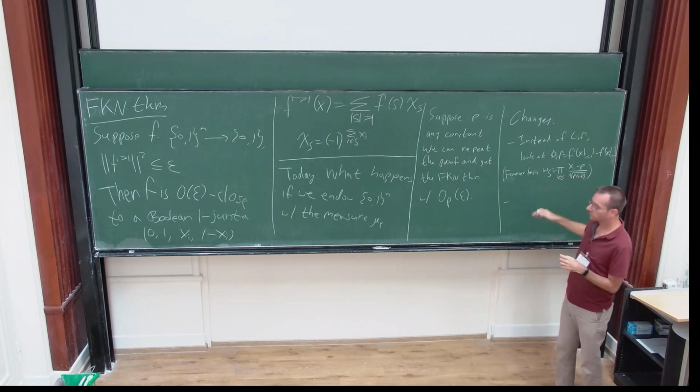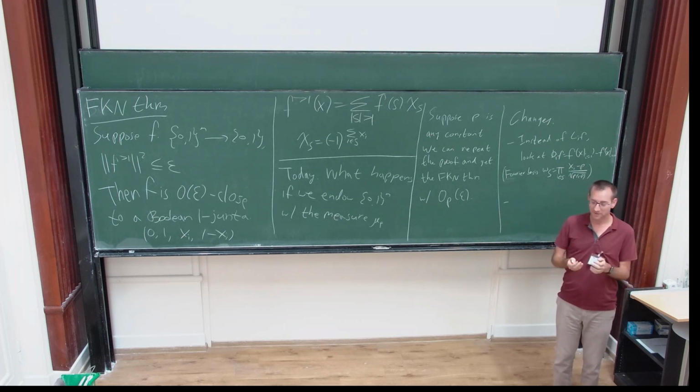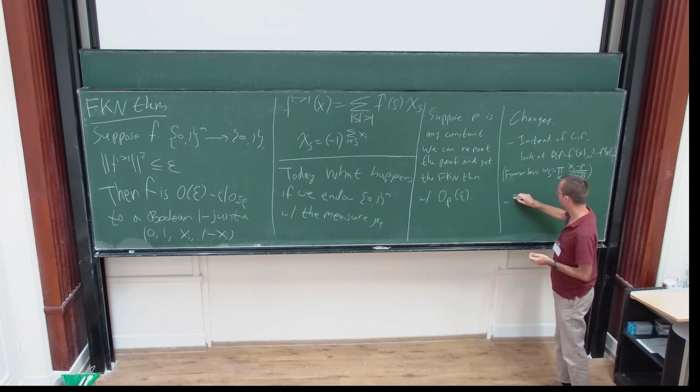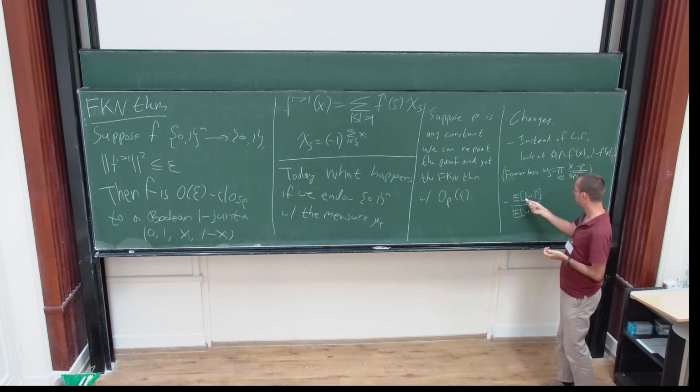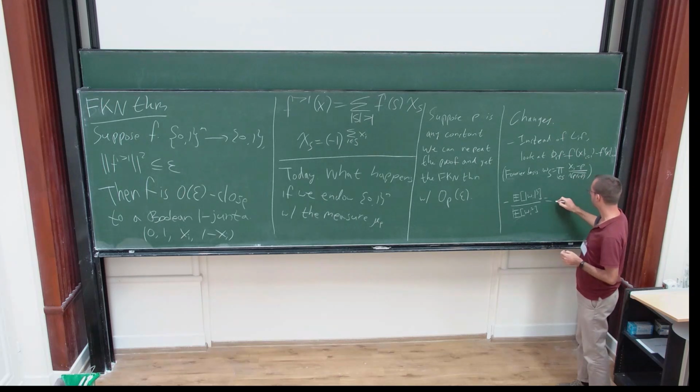Now when we do this normal approximation, this is no longer plus or minus 1. So we need to compute the ratio of the absolute third moment divided by the second moment. The second moment is, by construction, 1. So we just need to compute this thing. And this turns out to be something like 1 over the square root of p(1-p).